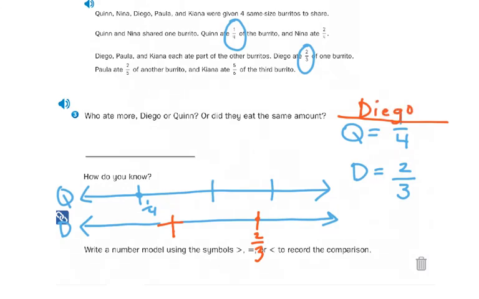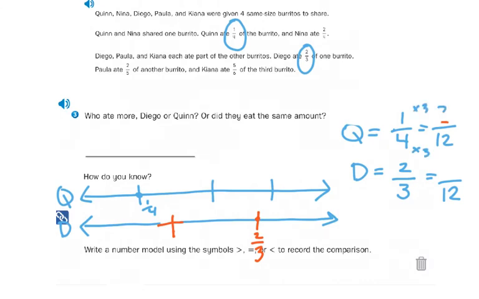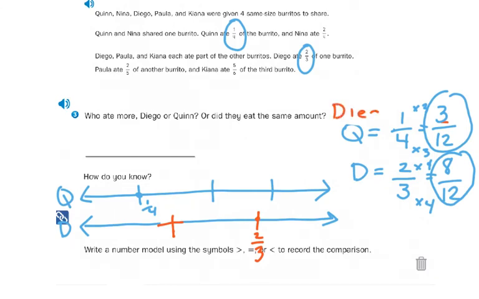Here's another way to show this. Rewrite this, 1/4. Watch what I can do. I can come up with a denominator that is the same. Here I multiplied by 3. Here I multiplied by 3. Here I multiplied by 4 to get 12. Here I'll multiply by 4. So when they have the same denominator, it makes it a whole lot easier to compare. But we know that Diego ate more.